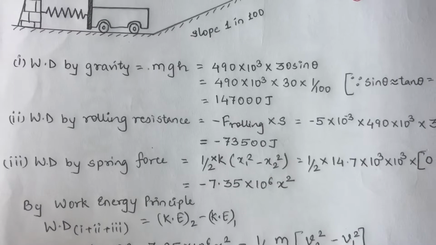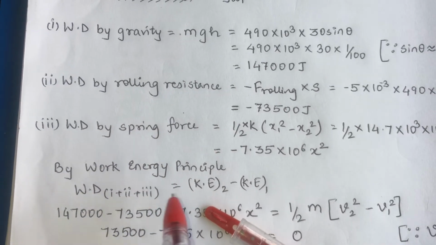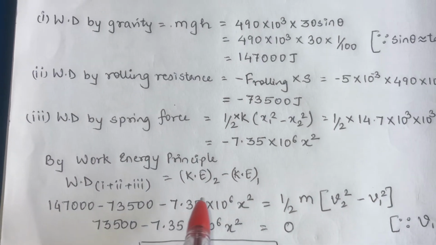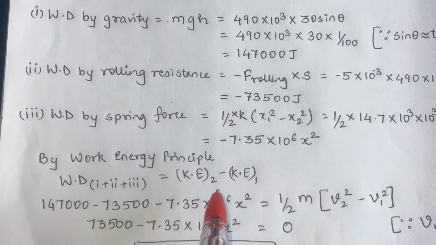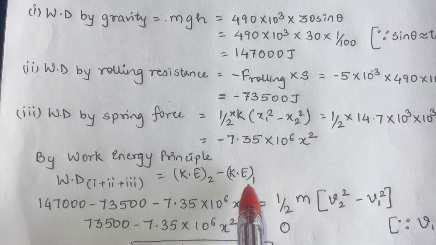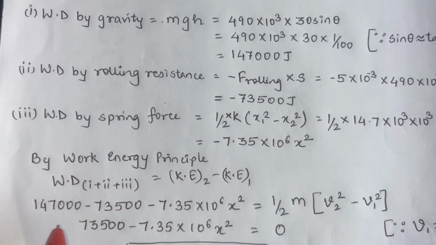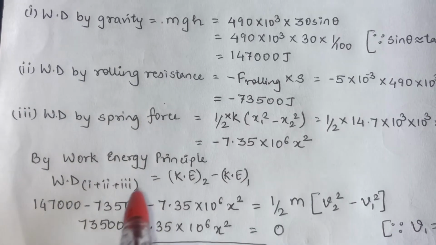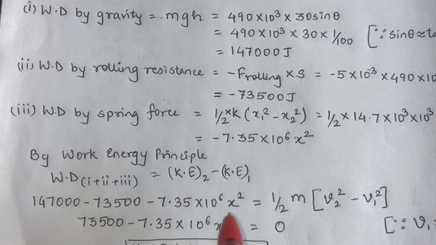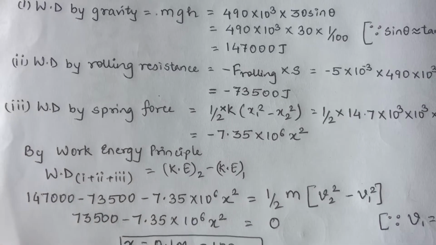Now, when you have a look at the work energy principle, what does it say? The work energy principle says that all the work done is equivalent to the change in kinetic energy. So kinetic energy at position 2 minus kinetic energy at position 1. So we have substituted 14,700 minus 73500 minus 7.35 into 10 to the power 6 x square equals half m (v2 square minus v1 square).